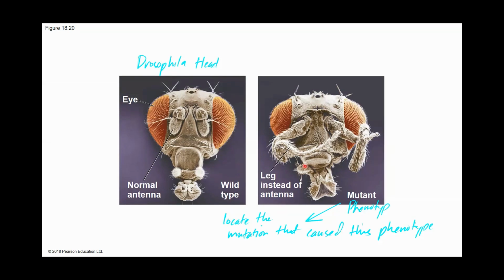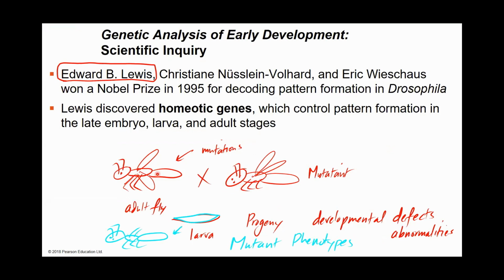So his approach was simple: mutagenize the flies, obtain mutant phenotypes, then determine which genes or which genetic loci were responsible for these mutant phenotypes. By using this approach, Lewis and later on other scientists used similar approaches to discover the genes that are important for the development in the late embryo, larva, and adult stages. And they call these genes homeotic genes.